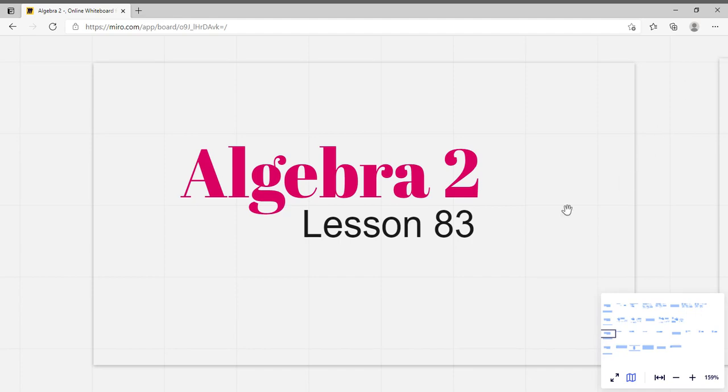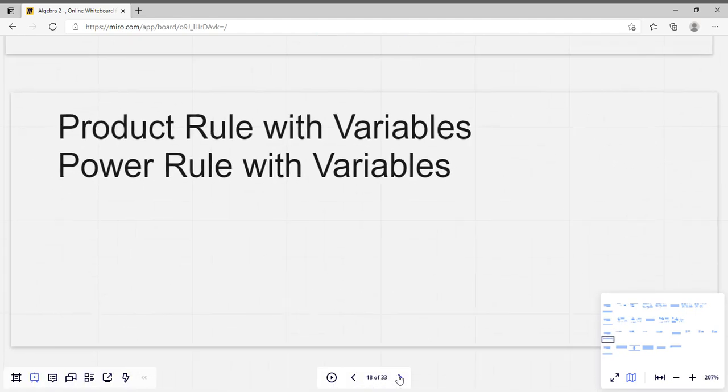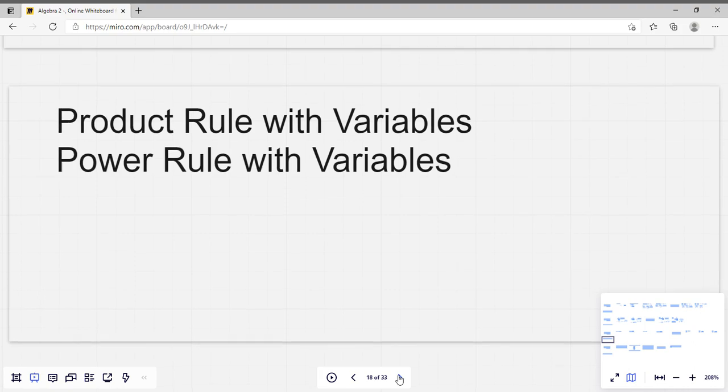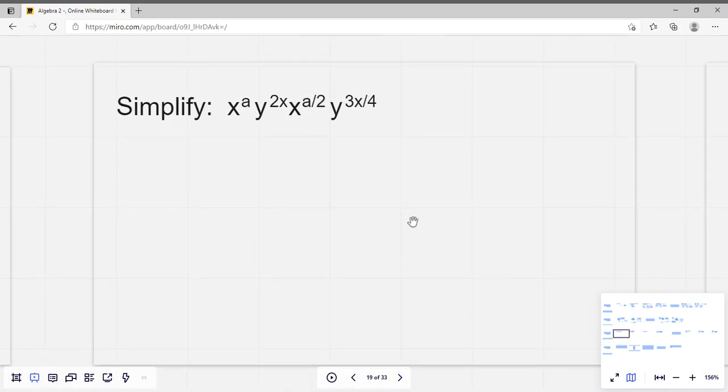This is Algebra 2, Lesson 83, and this lesson covers product rule with variables and the power rule with variables. Alright, so first the product rule with variables.